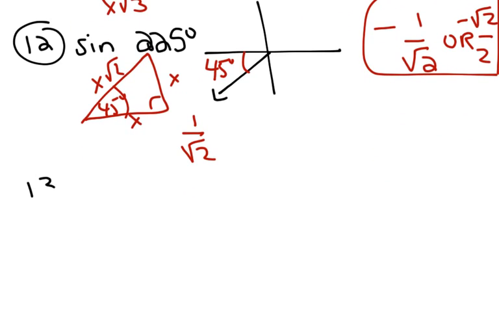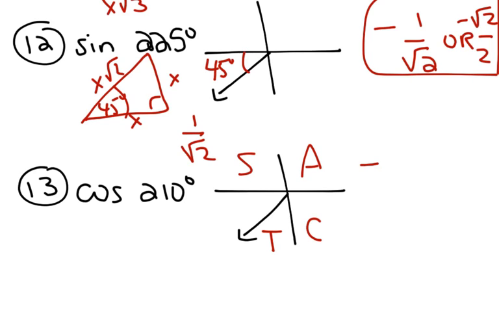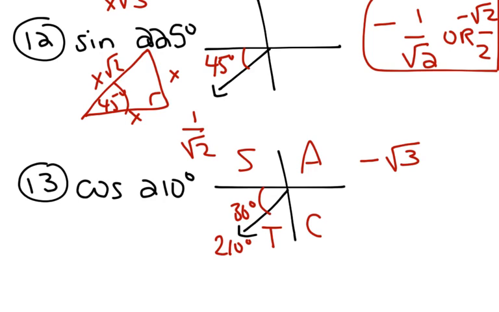Number 13, the cosine of 210. So 210 again is in the third quadrant. In the third quadrant, cosines are negative, so we know the answer is going to be negative because all students take calculus. The reference angle, though, this time is 30 degrees. So what's the cosine of 30 degrees? Well, if I go back up here to this triangle, the cosine of 30 degrees, adjacent over hypotenuse, is the square root of 3 over 2. So it's negative square root of 3 over 2.